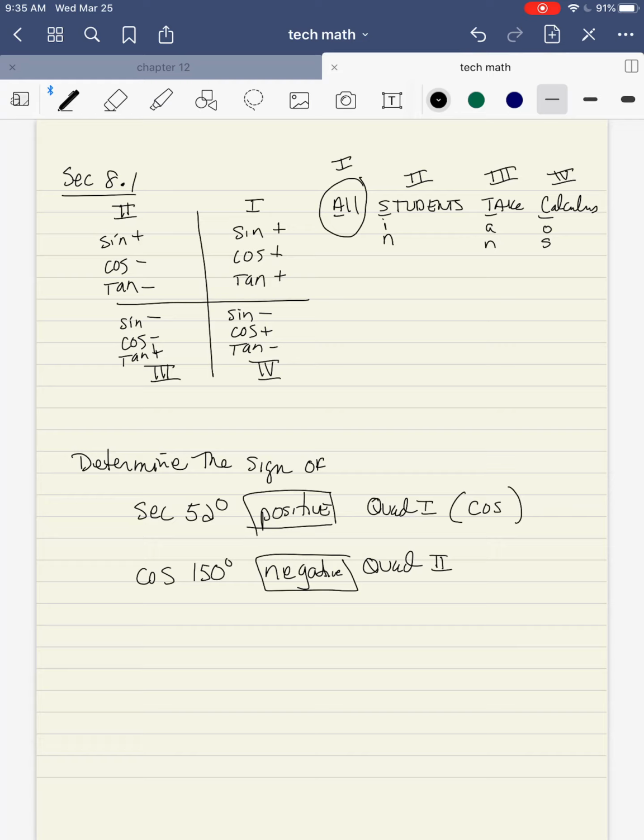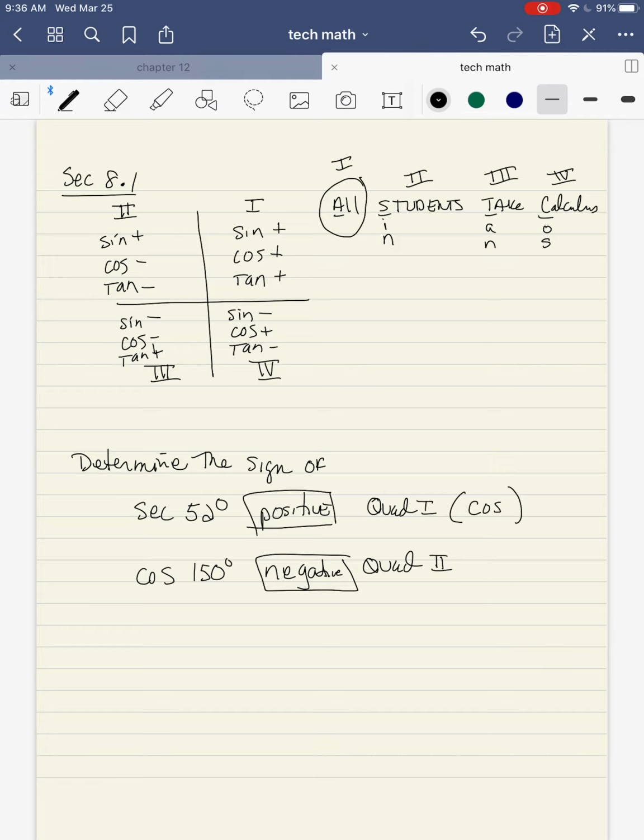So the first question says, determine the sign of the secant of 52 degrees. When they say sign, S-I-G-N, they just want you to type in or select that it's either positive or negative. So 52 degrees is in quadrant 1, and secant is the inverse of cosine, and cosine in quadrant 1 is positive, so the answer is positive.